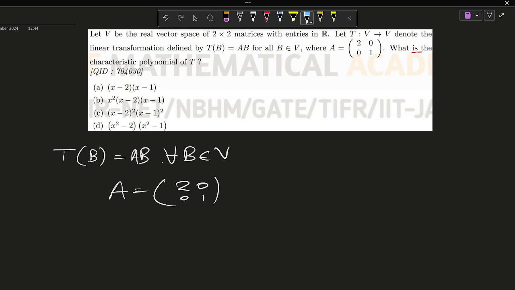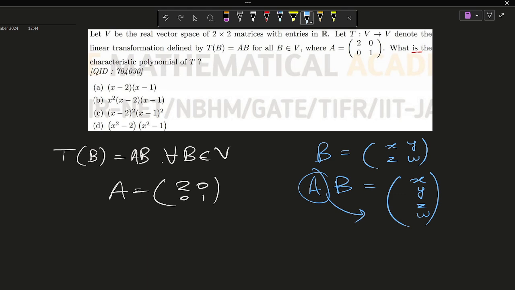So what can be done here? If we take B as the matrix with entries X, Y, Z, W, then for this transformation we will get the matrix A associated to the linear transformation T. So if we get the characteristic polynomial of A, then we will get the characteristic polynomial of T, that means the given linear transformation.